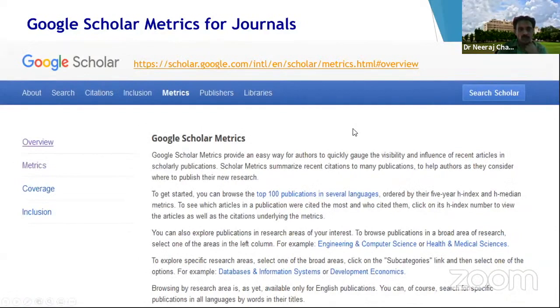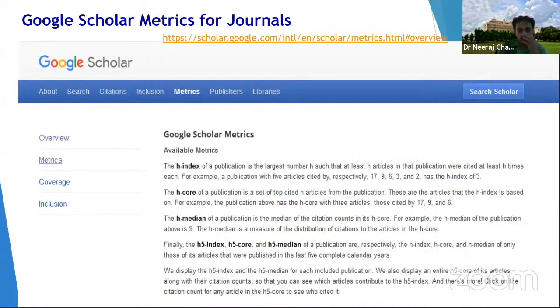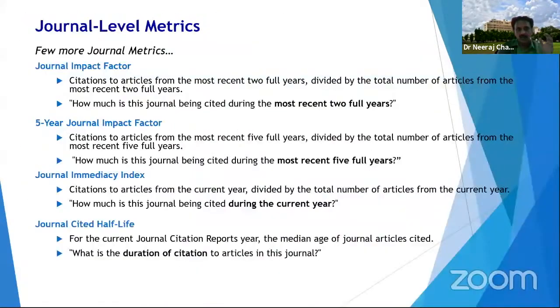When you visit Google Scholar, you will find the details of different metrics from Google. Some of the other metrics are there, like immediacy index, journal cited half-life, journal immediacy index, and 5-year journal impact factor. So there are a number of other metrics which are used for judging the impact of an individual journal.